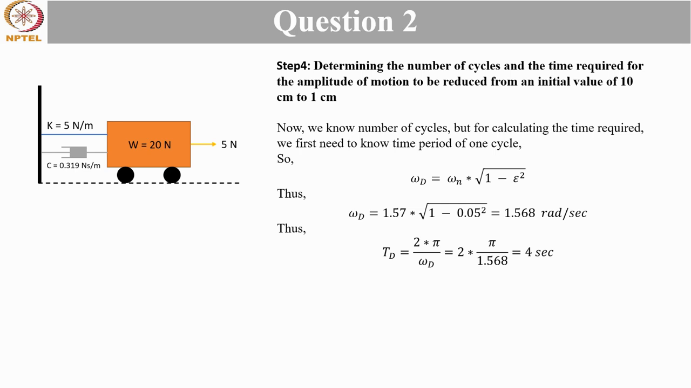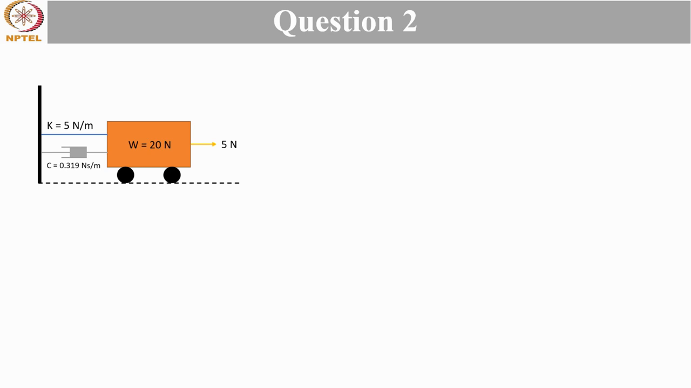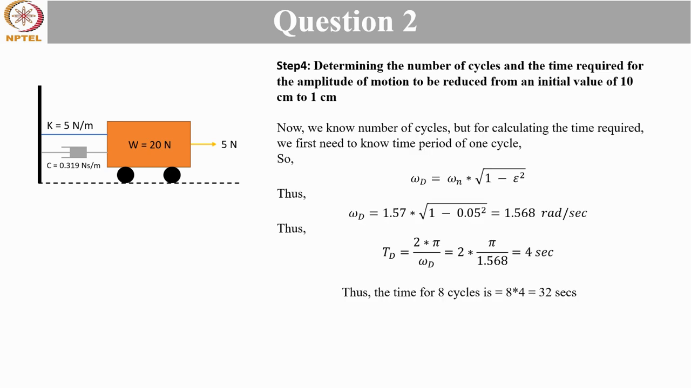This is for one cycle. We know from the first part of this step 4 how many cycles it took for the amplitude to reduce from 10 to 1 centimeter. It took 8 cycles. So the total time for 8 cycles will be 32 seconds. So it will take 32 seconds for the amplitude to reduce from 10 centimeter to 1 centimeter, in 8 cycles.